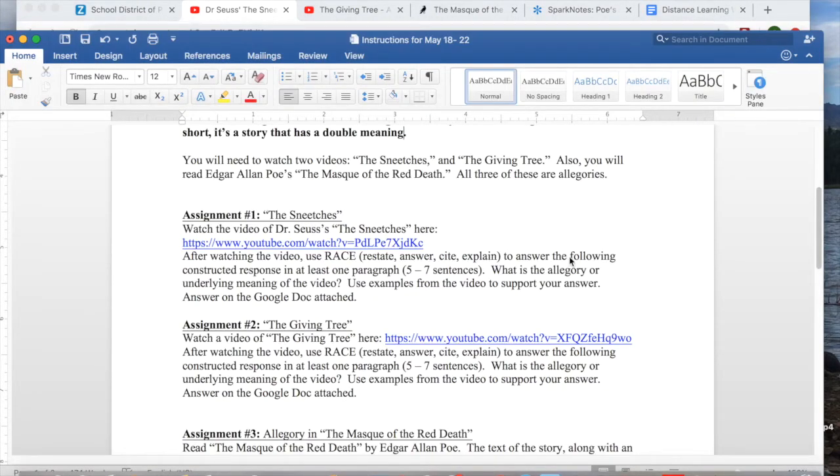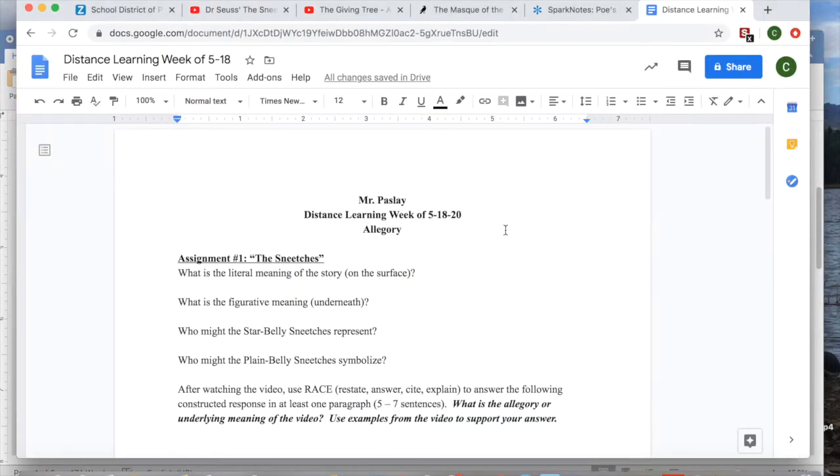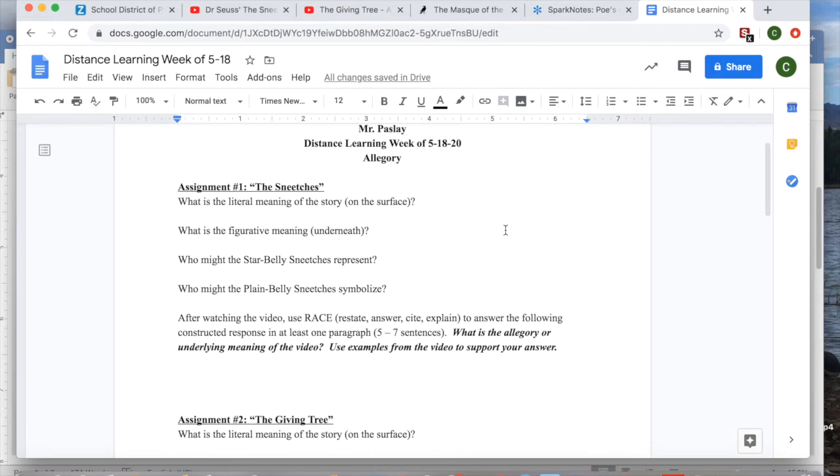After watching the video, let me show you this, it'll be a little bit easier. After you watch the Sneetches, what you're going to do is explain what is the literal meaning of the story. Okay, what's it about on the surface? What is the figurative meaning? What is the story really about underneath?